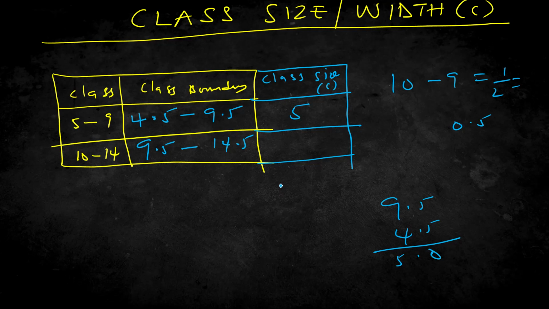Okay, let's talk about the second one. 14.5 minus 9.5, so we have 5. So this side too is 5. So the class size here is 5, here too is 5. So remember that no class boundaries, no class size. That's that.